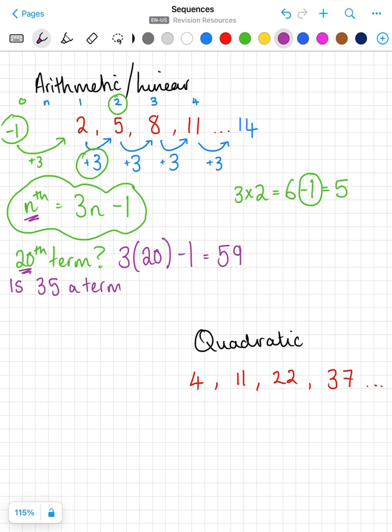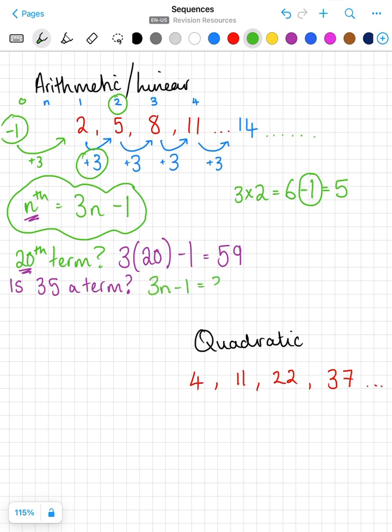Now, is 35 a term in this sequence? What we don't want to do is just continue our sequence all the way up because we might have a really large number. We use our nth term. So we can say, well, if 3n minus 1 equals 35, we can find out what n is and therefore what term in the sequence 35 is.